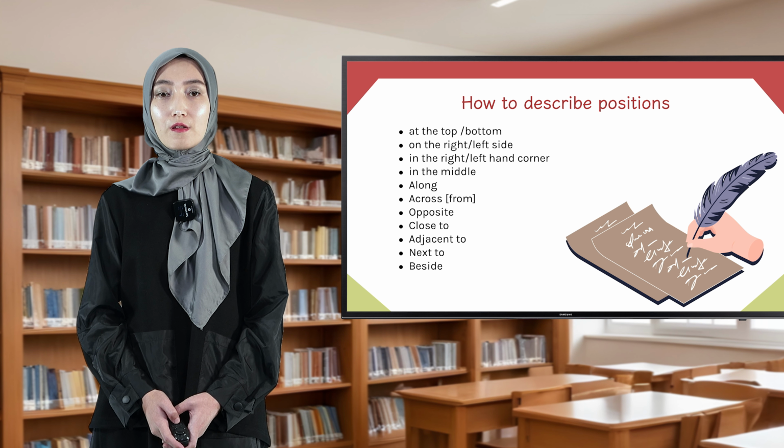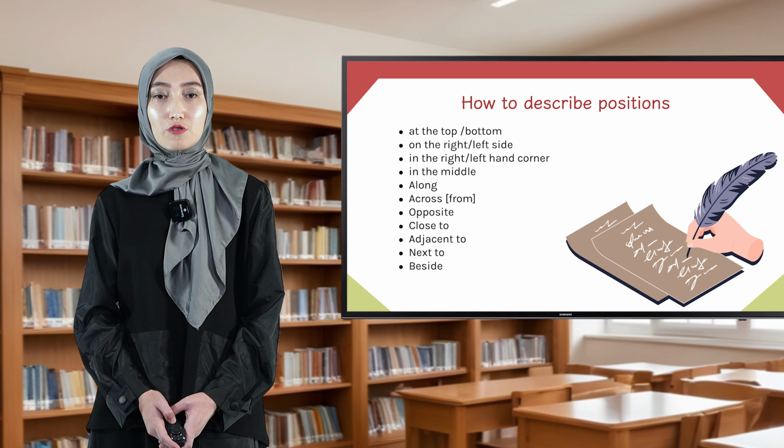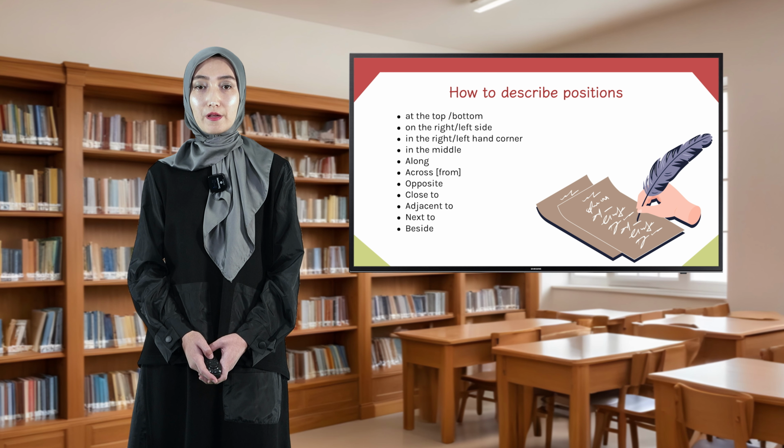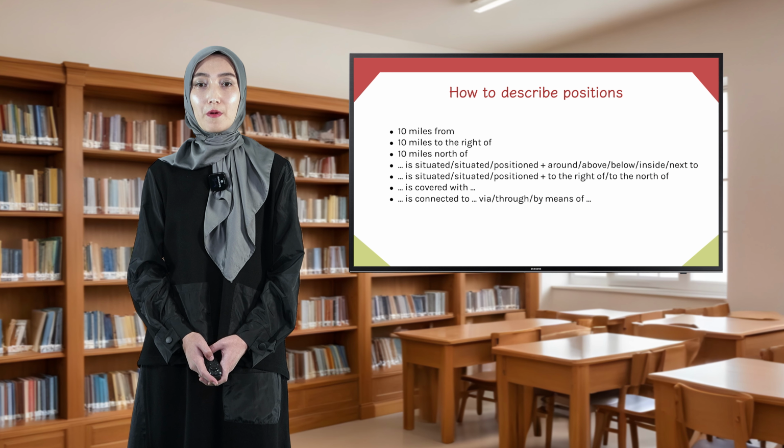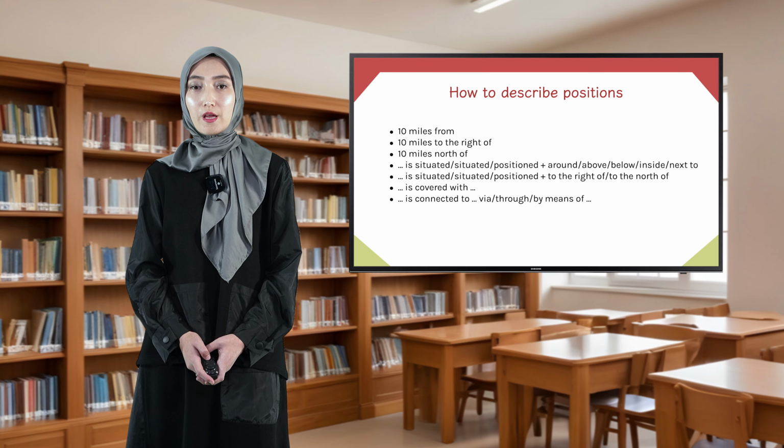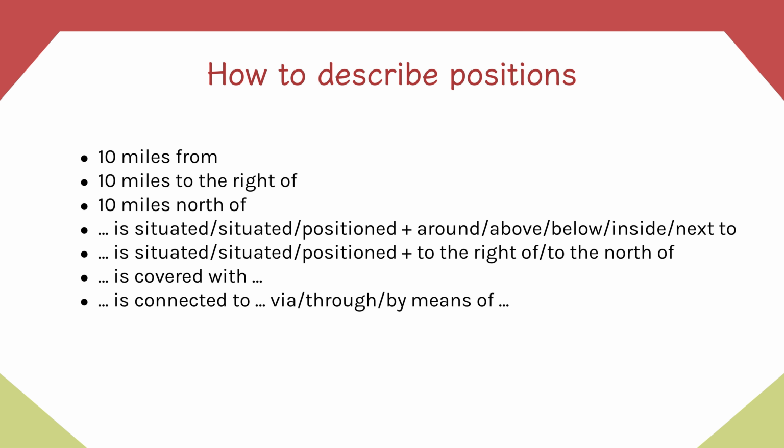And the synonym of close to could be adjacent to or next to or beside. You can use these kinds of prepositions according to the map. And again, you can also write miles if you are given, for example, 10 miles from something or somewhere. And again, you can use some kinds of verbs like situated or located or positioned around something or below something or inside something or next to something or somewhere.